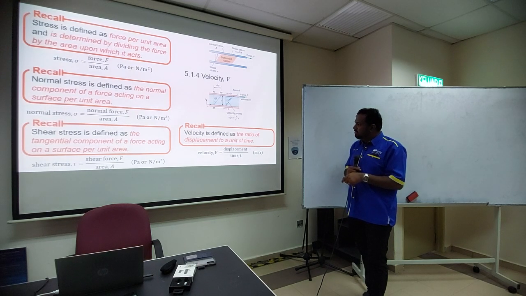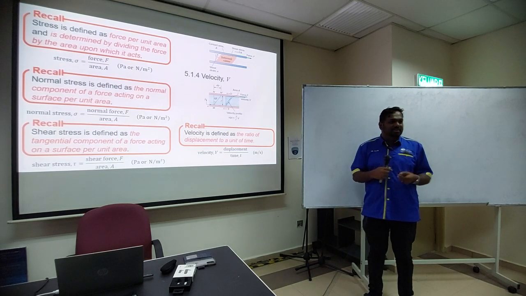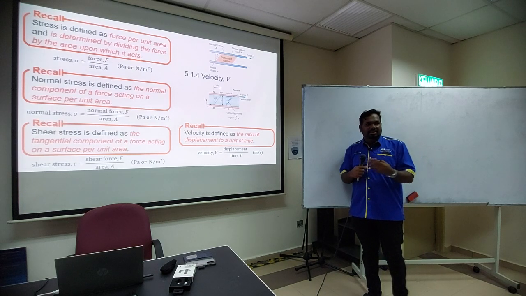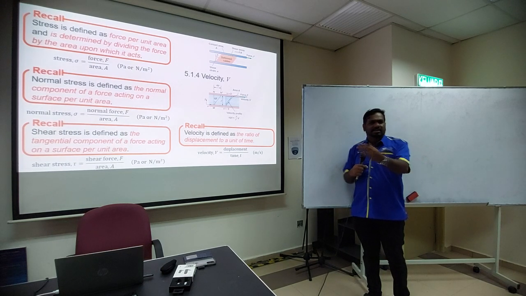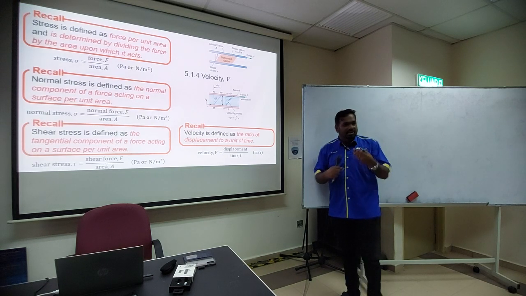Velocity is defined as the ratio of displacement over time. The unit is meter per second, so in 1 second, how many meters it can travel. If it's in centimeters, then you can convert it.